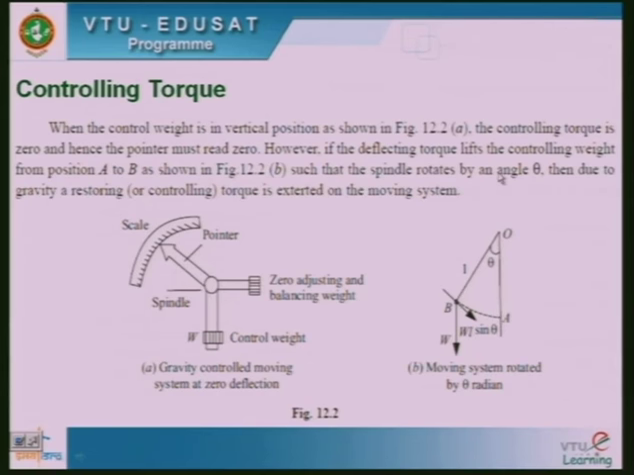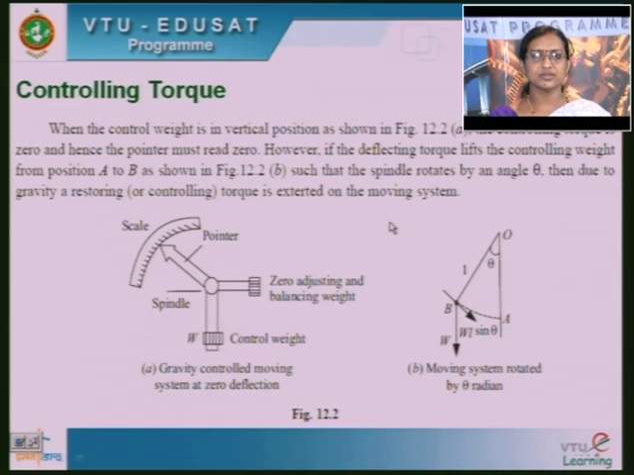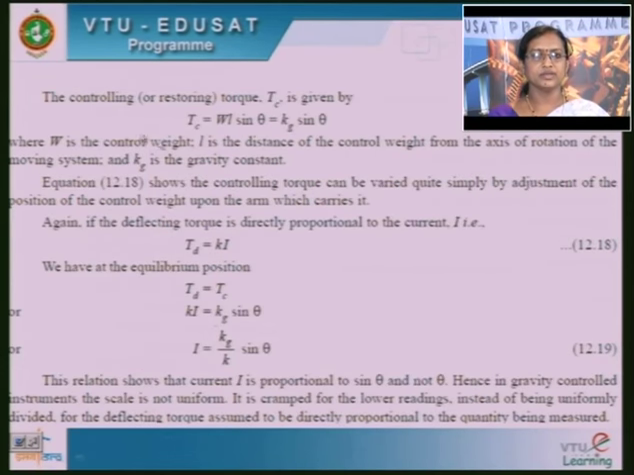When the deflecting torque lifts the controlling weight from position A to B, you get the angle theta. When the moving system is rotated, you get the deflection. Due to gravity, a restoring torque is exerted on the moving system. In this case also, when Td is equal to Tc, only then will you get the proper value.